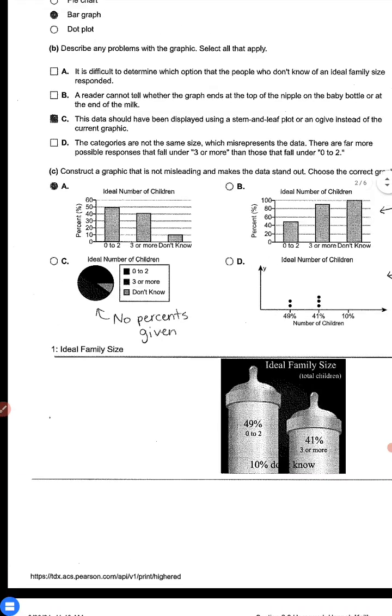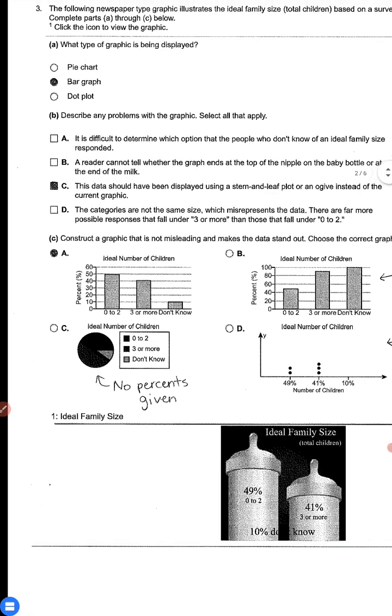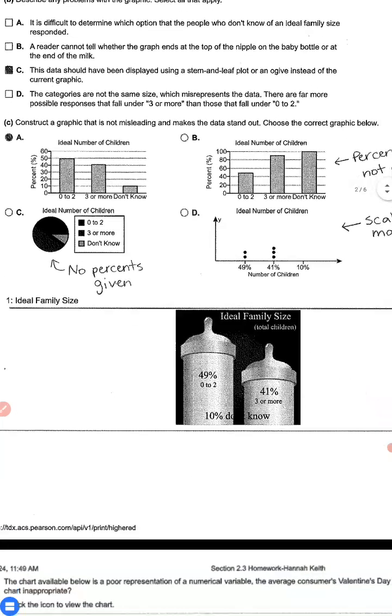And then why is A a good graph? There are clear labels, first of all. The labels on the bars can be clearly read. The scale makes sense. I'm going up by 10% every time on the y-axis, and it's proportional. So if I look at 10% and 20%, those lines are evenly spaced out, right? So A is a good graph.